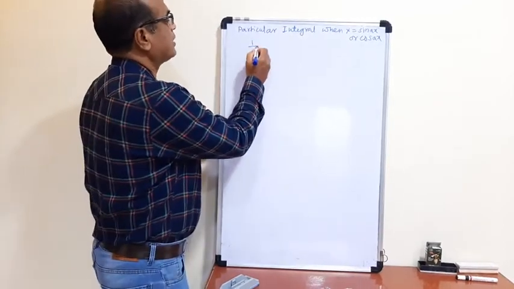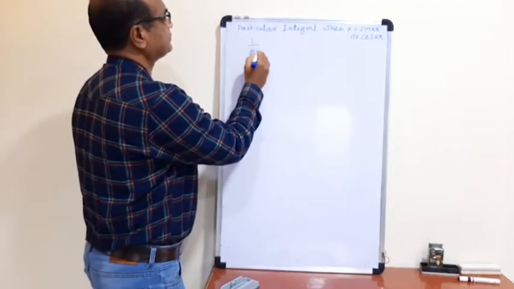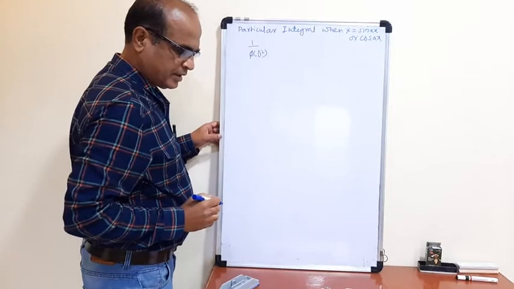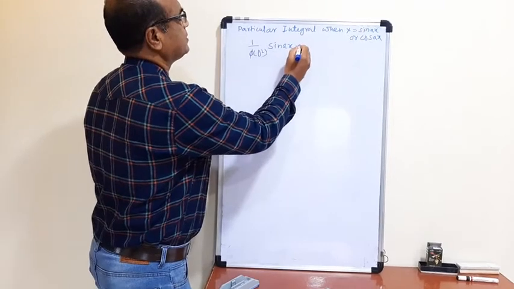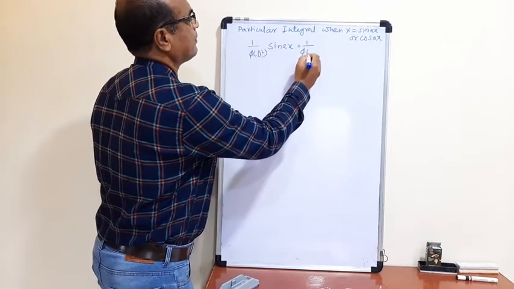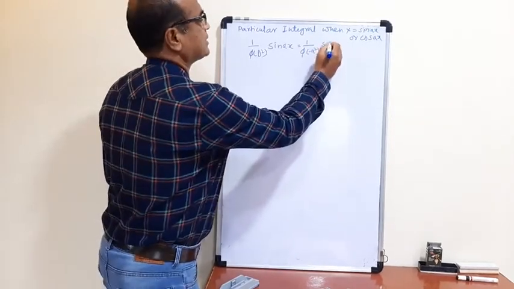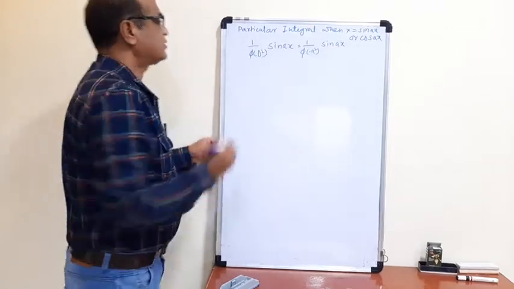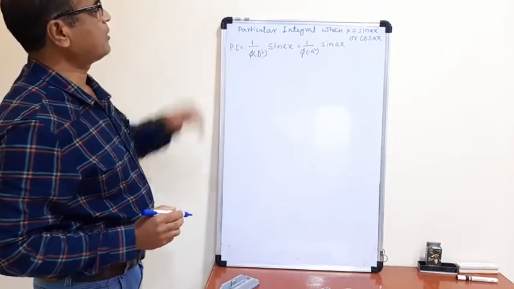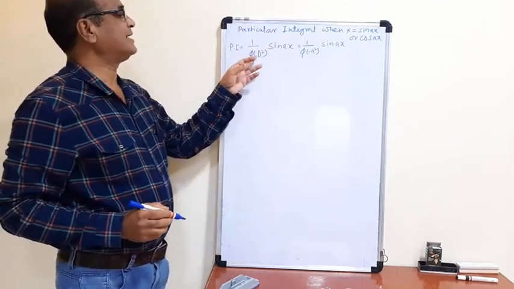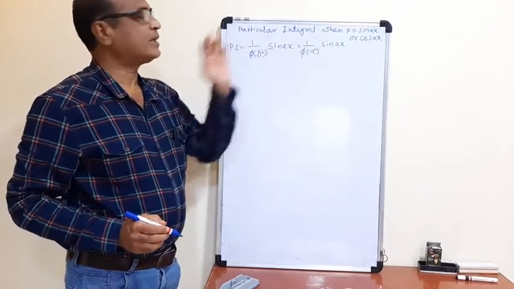1 upon f of phi of D square, sin ax, is equal to 1 upon phi of minus a square, sin ax. So in the last lecture, what is the particular integral of 1 upon phi of D square, sin ax? Put D square equal to minus a square here. It is 1 upon phi of minus a square, sin ax.